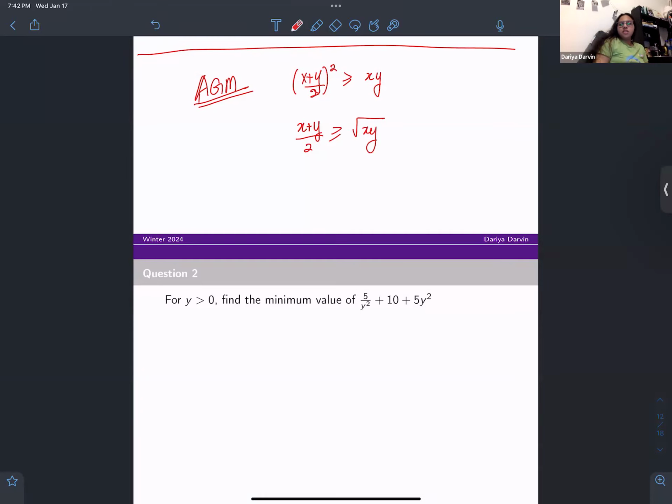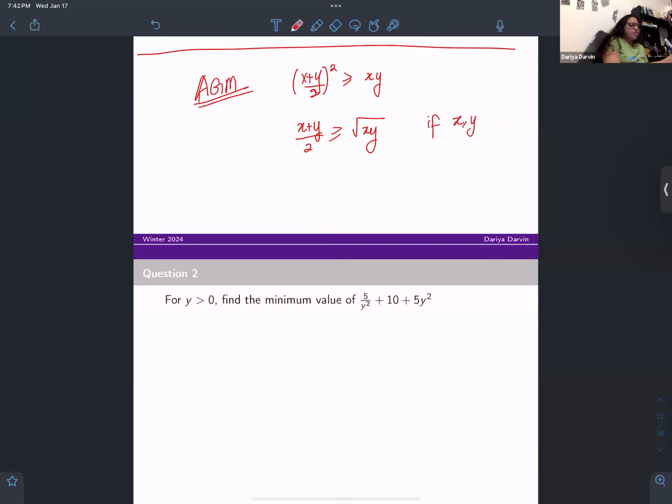Which of these is the actual AGM that you can use at any point, any time? Which one can you use anytime? First or second? Top, exactly. Keep that in mind. A lot of people forget this.